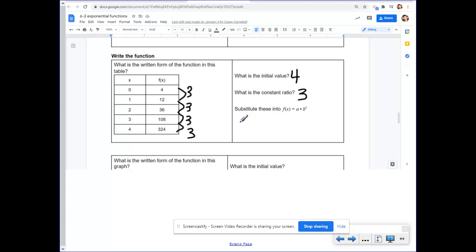So you always start with f of x. That just means you're working with a function. a is the initial value, and we just came up with our initial value, which is 4. Our constant ratio is 3, and we're raising that to the x power. We don't know what power we're wanting to raise it to yet. We're just trying to come up with a formula that would work for whatever number we wanted to plug into that. So that is how you do the table right there.